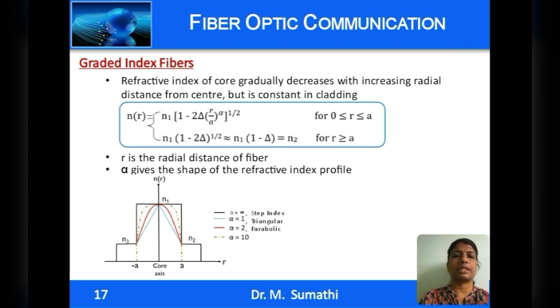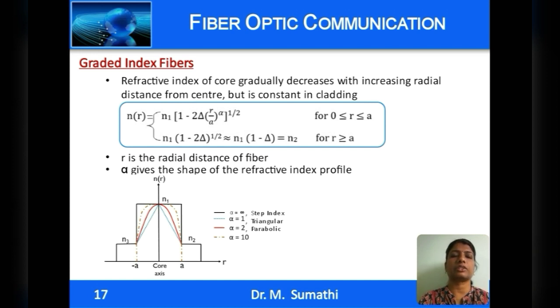Now looking into some important parameters for graded index fiber. In a graded index fiber, we know the refractive index in the core gradually decreases as we move outward radially from the center of the fiber, and it is constant at the cladding. So the refractive index n of r at any point can be given as n1 into (1 - 2 delta (r by a)^alpha)^(1/2) for r between 0 and a, that is for the core of the fiber. And for r greater than or equal to a, that is for the cladding of the fiber, refractive index n of r is constant, equal to n2.